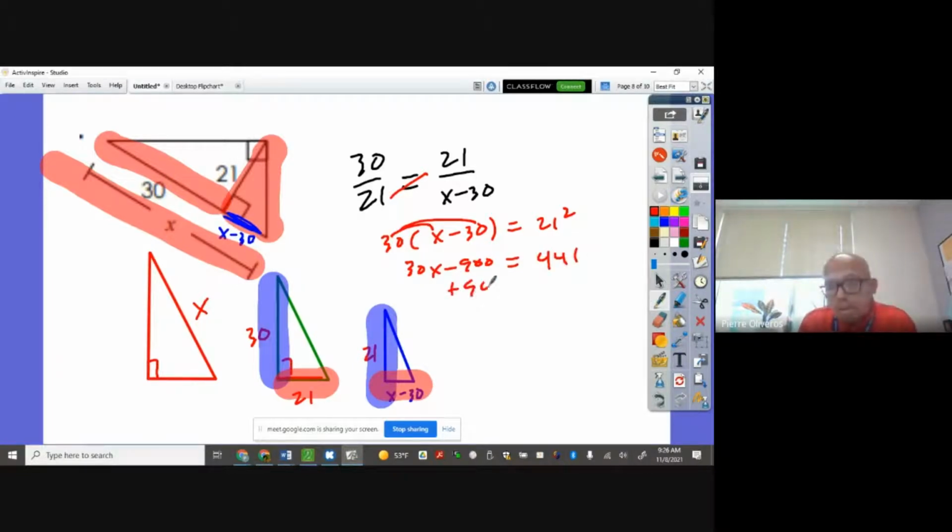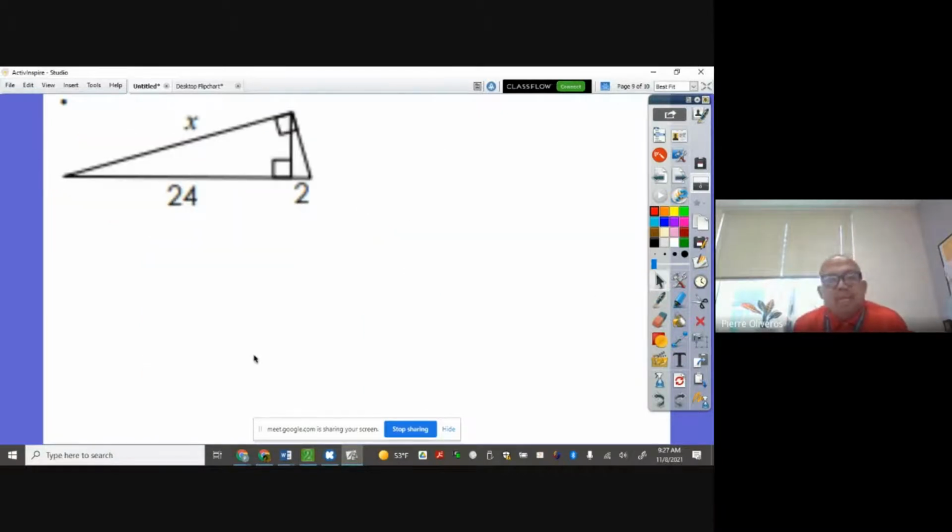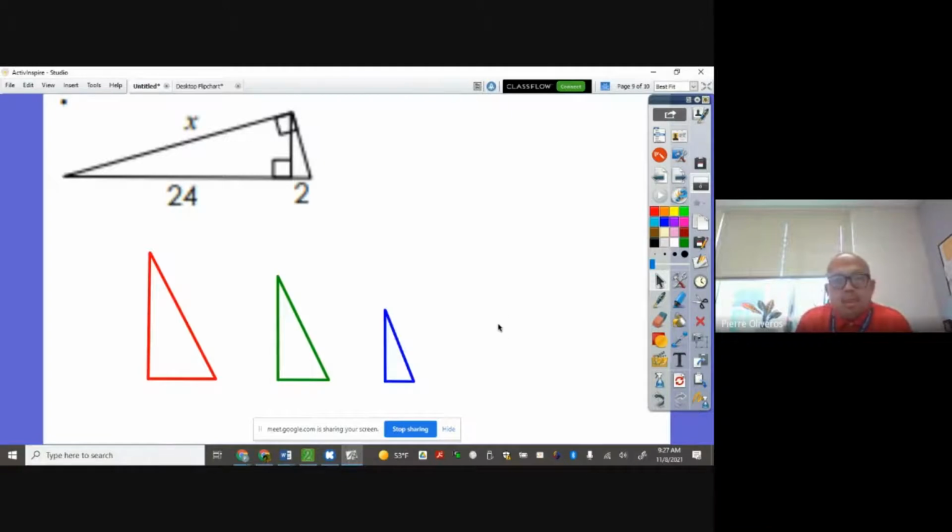Add 900 on both sides. That gives us 30x equals 1,341. Divided by 30, divided by 30. In this case, we're going to get x equal to 44.7. Kaboom. Okay. It's very simple, as long as we know how to draw the triangles, and know their orientation and identify the corresponding side. Okay, let's do one more here.